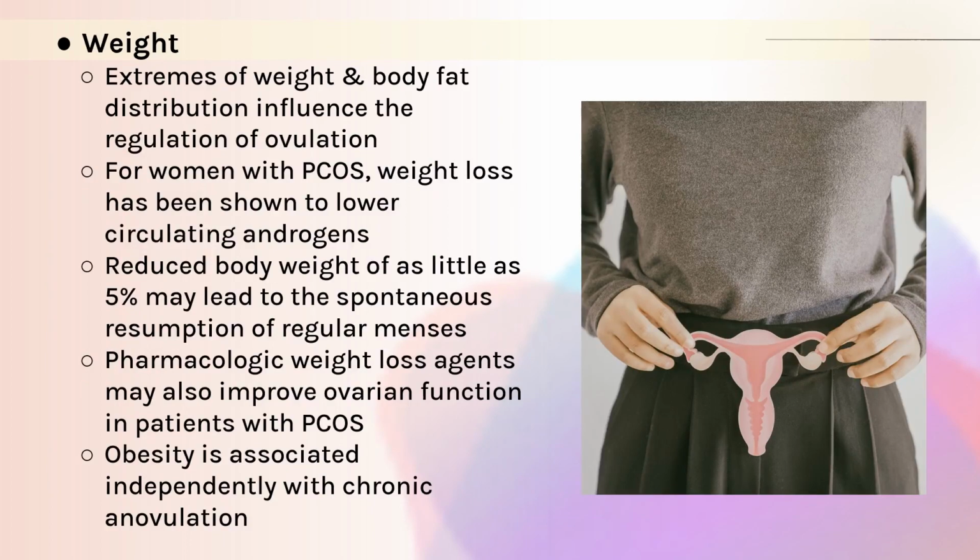Weight and body fat distribution play a significant role in the regulation of ovulation. In the context of PCOS, weight loss has been demonstrated to reduce androgen levels in women with PCOS. Even a modest reduction in body weight, as little as 5%, can lead to the return of regular menstrual cycles. Obesity is linked to chronic anovulation, or a lack of ovulation, independent of PCOS, highlighting the impact of weight on reproductive health.